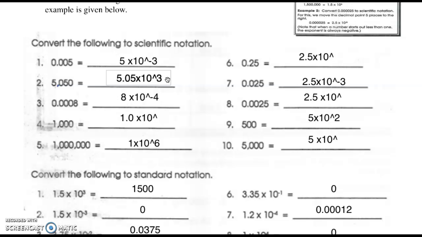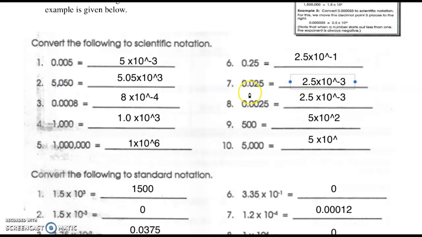Here I move my decimal 1, 2, 3 spots, so my exponent's a 3. Now I think, is the number bigger than 1? Yes, so it's positive. Here the number was less than 1, so it's negative. Here I move my decimal 1, 2, 3 spots again, and since it's bigger than 1, 1,000 is, it's a positive 3. Here I move it 1 spot, and since the number is less than 1, 0.25, it's going to be a negative 1. There's my exponent. Here I'm moving it 1, 2, 3 spots. Since it's less than 1, it's negative 3.